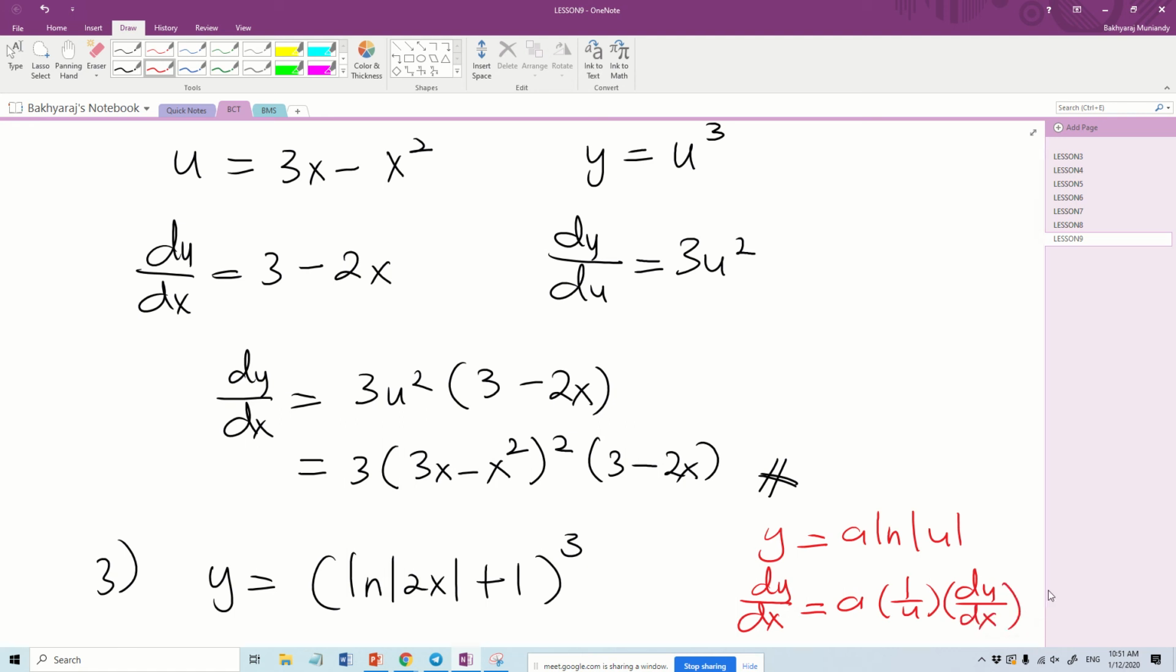Okay, when you have a log in your calculation, then you need to derive the derivative function based on this formula, right? Kena guna formula ni.